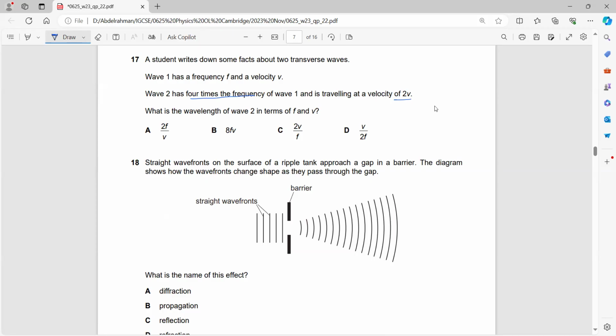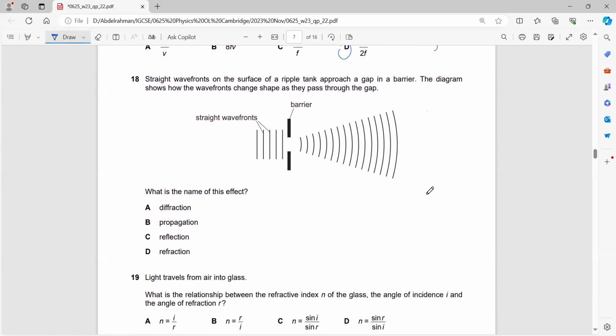How can I calculate the wavelength? Speed over frequency. So would it be C? Okay, so it's speed over frequency. But the speed is 2v, and then 4f. So it's 2v over 4f. You just need to simplify this. 2 over 4 would be 1 over 2, which would be D, okay?